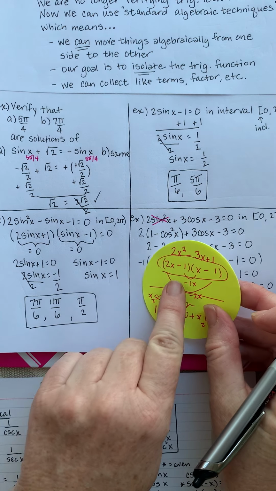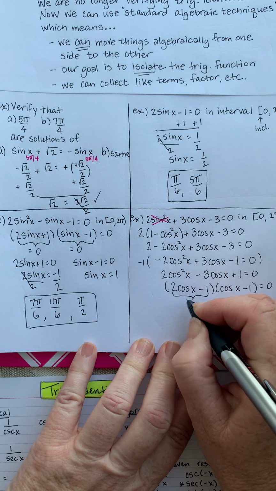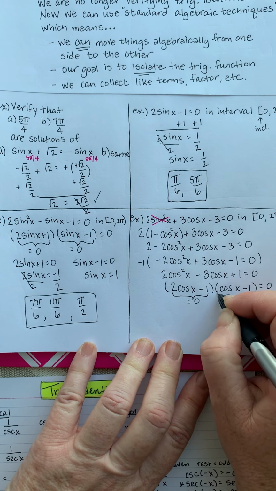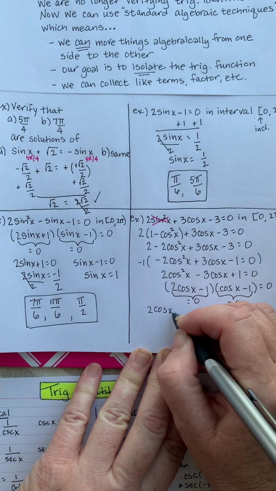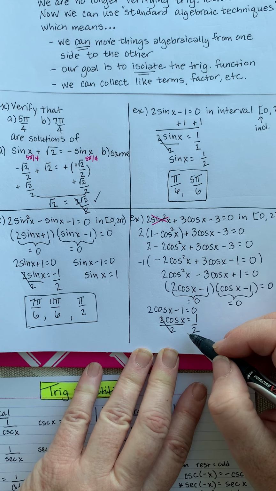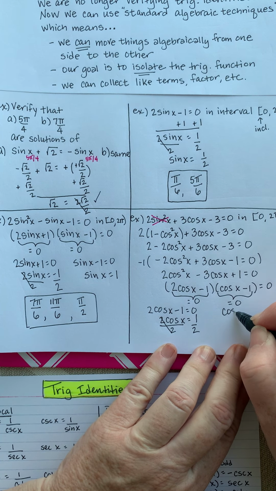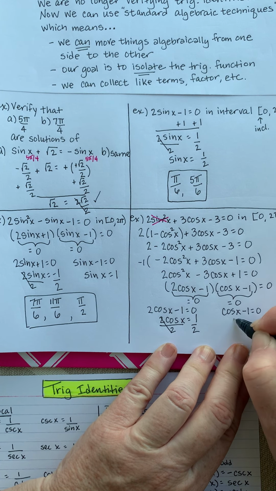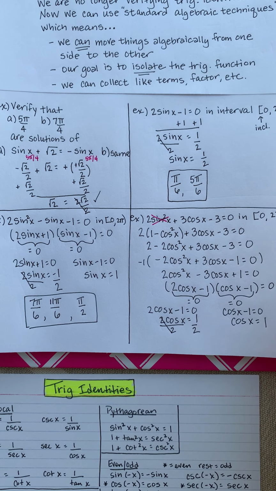And again, just like right here, I could set these equal to 0. I'm going to do the same thing with this. I'm going to set this equal to 0, and I'm going to set this equal to 0. I'm going to add 1 to both sides. Divide both sides by 2. So the cosine of x is 1/2. And then over here, I'm going to add 1 to both sides. The cosine of x is equal to 1.